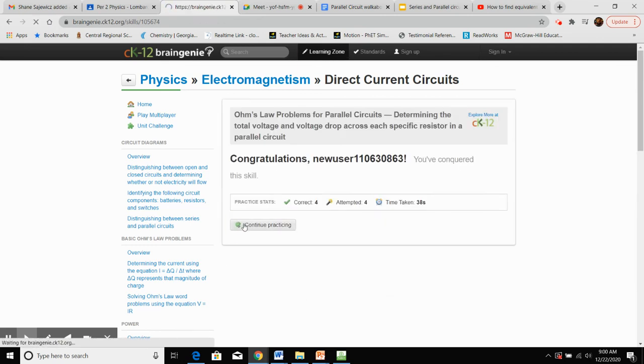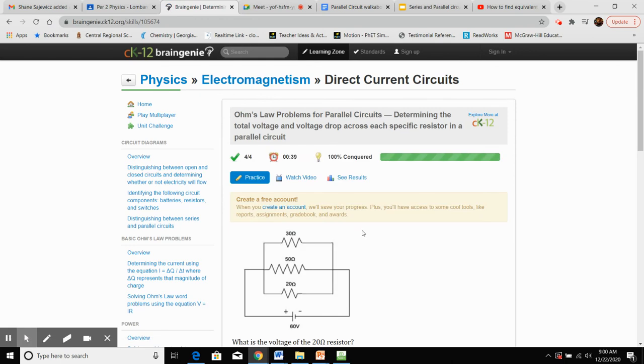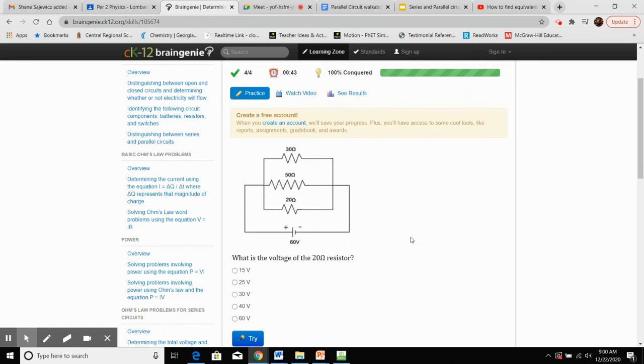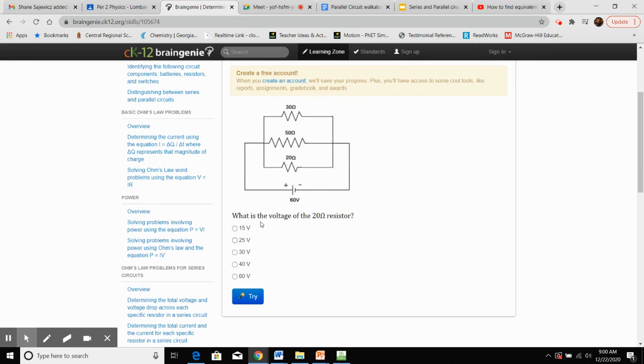Okay, so this is still looking at my other one. But what are they asking me for in this problem? What is the voltage through this 20 ohm resistor? So you find the 20 ohm and you're like, all right, I have this, but damn, I don't know.